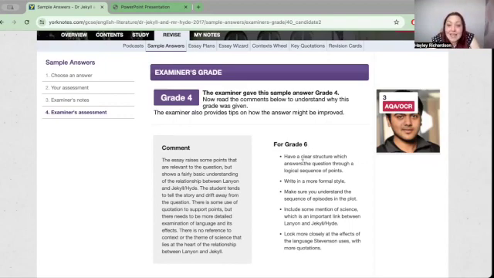So for a grade 6, they need to have a clear structure which answers the question through a logical sequence of points, write in a more formal style, make sure you understand the sequence of episodes in the plot, include some mention of science, which is an important link between Lanyon and Jekyll or Hyde. Basically, if you get any Jekyll and Hyde question, mention science, it's all about the science. And it's all about science versus religion. Look more closely at the effects of the language Stevenson uses with more quotations. Exactly as I just said, those effects need to get in there.